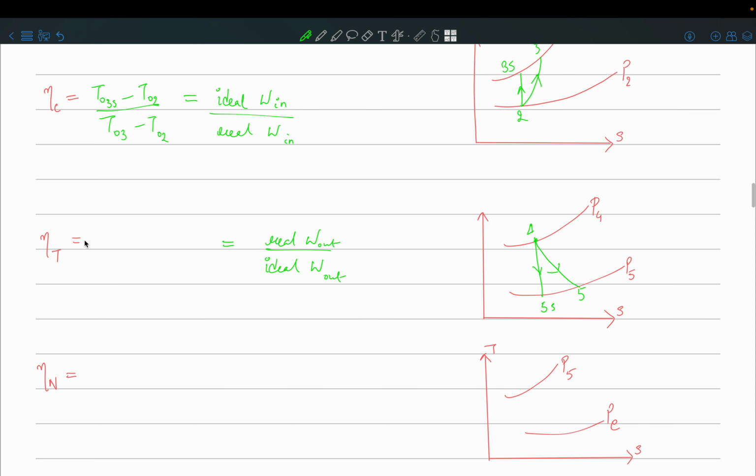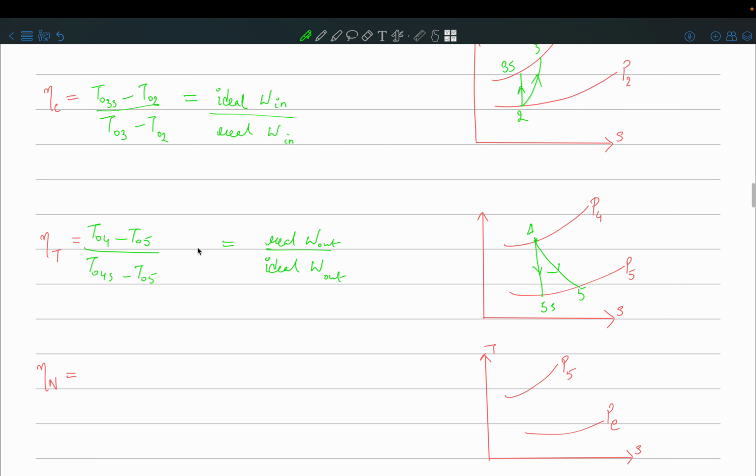So now what is the formula? It would be better if we write T naught 4 minus T naught 5, because 4 is the higher temperature. So T naught 4 minus T naught 5 divided by T naught 4s minus T naught 5. And you can easily remember these definitions by seeing the diagram. Just simply draw the diagram and see which one is the state where the temperature difference is more. That will come in your denominator.